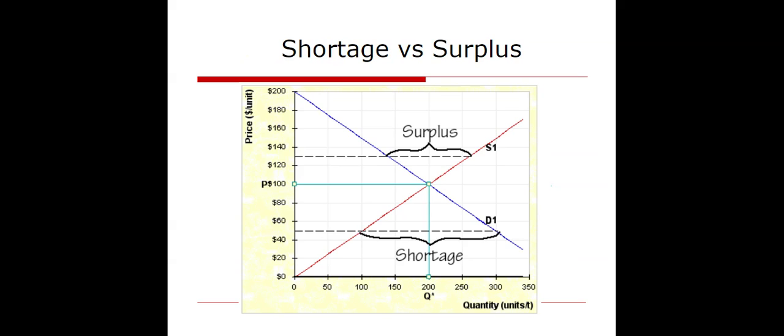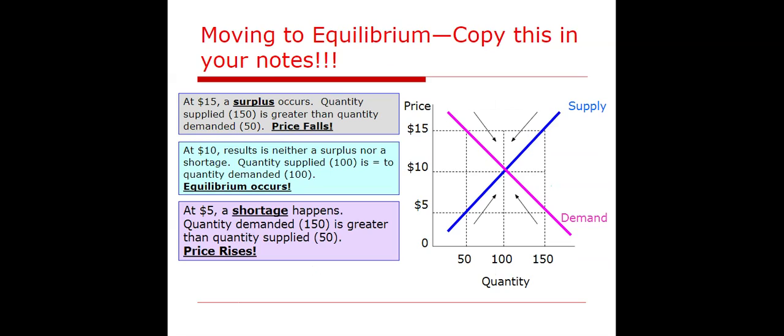Here's a closer look at what that looks like on the graph. So, moving to equilibrium, copy this example down to your notes. I know it's going to take a little bit, but do copy the entire example, including the graph. So, at $15, a surplus occurs. The quantity supplied, 150, is greater than the quantity demanded, which is 50. So the price will fall.